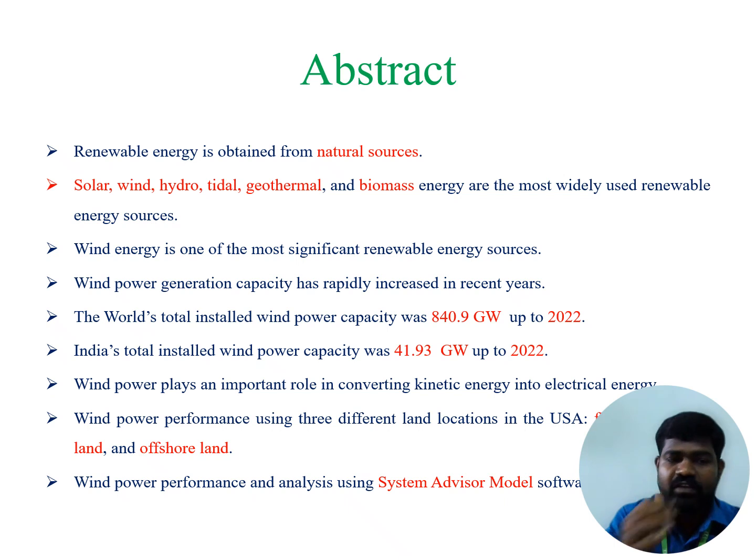The world total wind power capacity was 840.9 gigawatts up to 2022, and the India total wind power capacity was 41.93 gigawatts up to 2022. I have chosen three different lands in USA in my research work: flat land, hilly land, and offshore land. The wind power performance of the three lands is analyzed using System Advisor Model software.